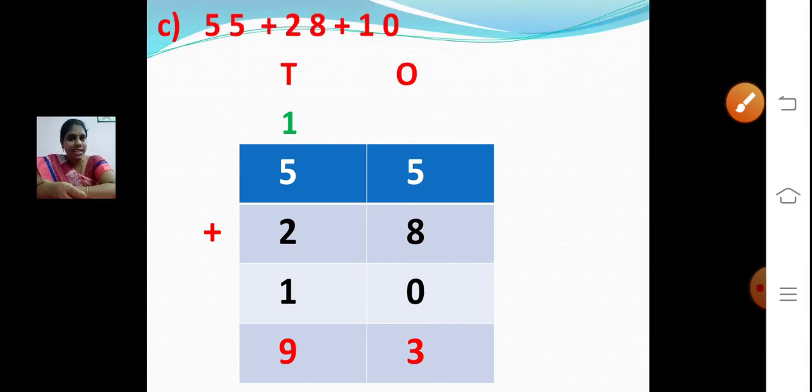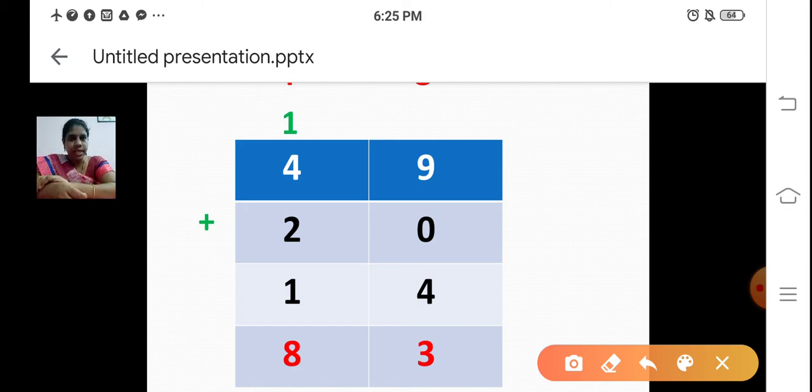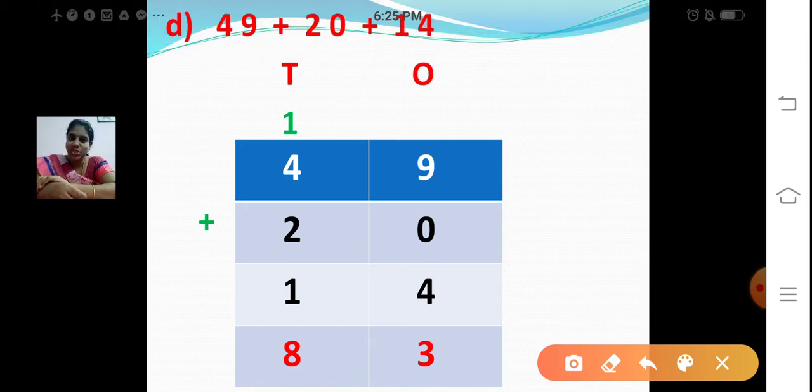Understood, children? Shall we move on to the next sum? Yes. Now we are going to add the 3 numbers 49 plus 20 plus 14. Shall we add these 3 numbers now? Yes. So first write the numbers in the exact places. First take the first number 49. Write in the exact places.